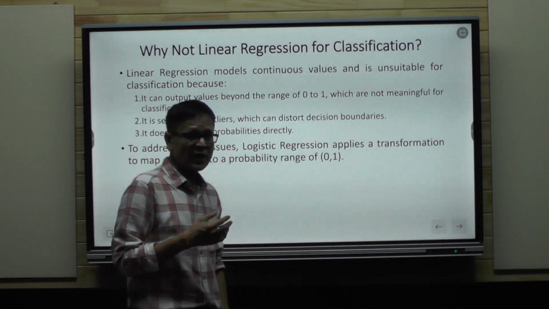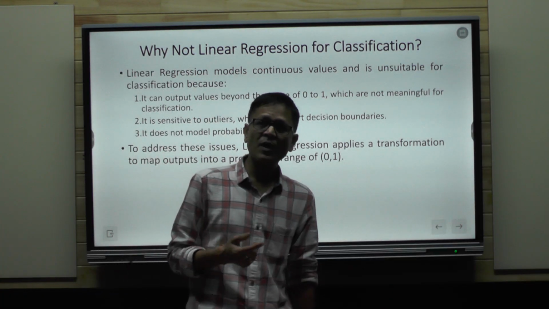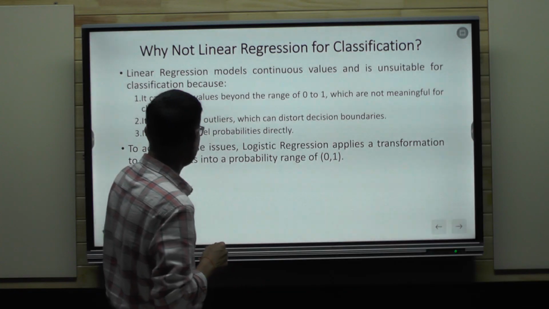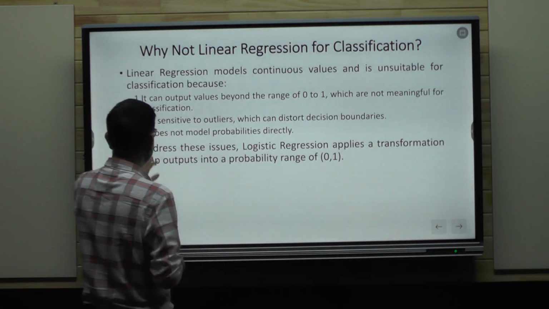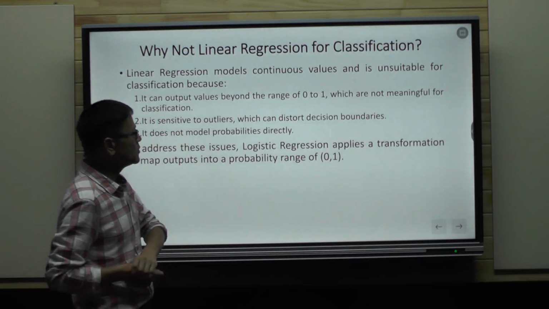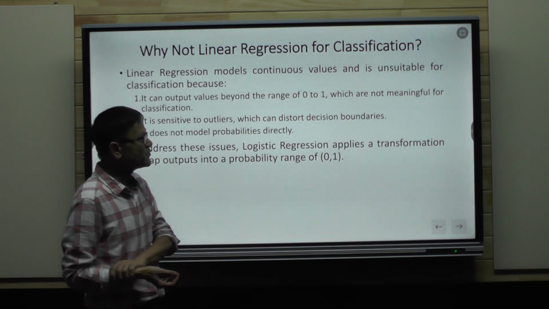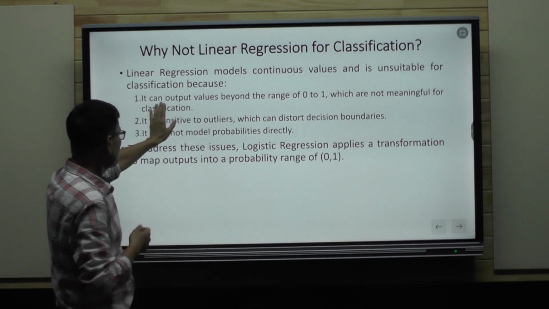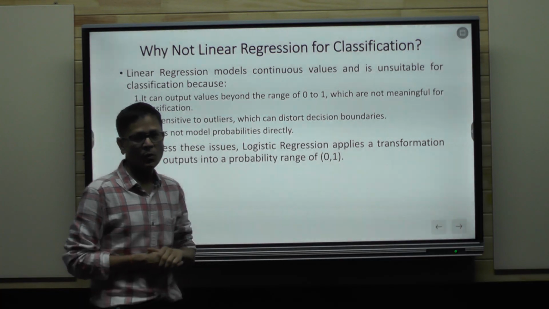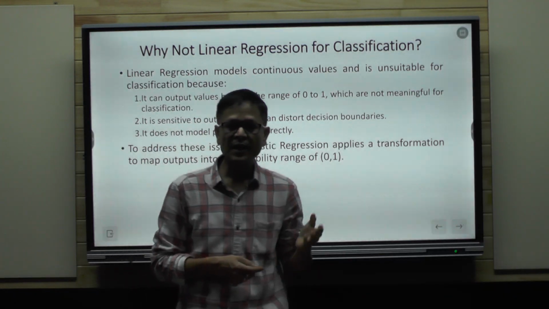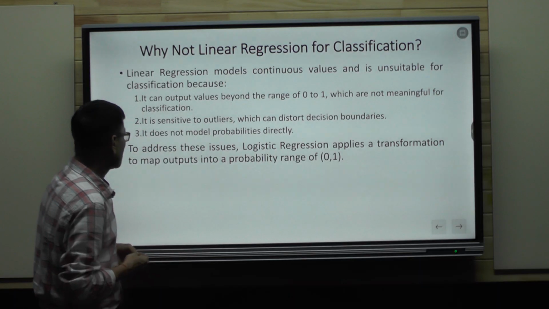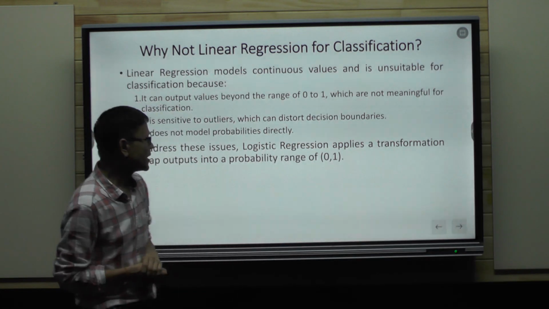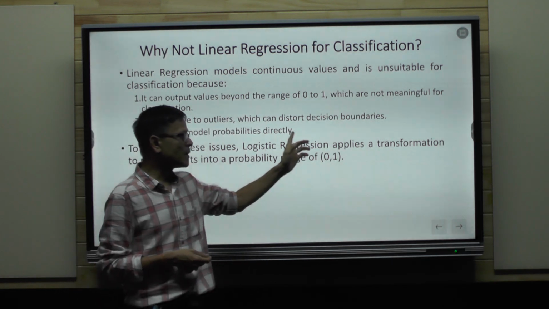Now the first and foremost thing that comes to mind is that we have a simple regression model, so why do we need a logistic regression model? This slide answers this question. The linear regression model uses continuous values and is unsuitable for classification because it can output values beyond the range of 0 and 1. That is, in regression you can have a value greater than 1, which is not meaningful for classification. It is sensitive to outliers, which can distort the decision boundaries. It does not model the probabilities directly.